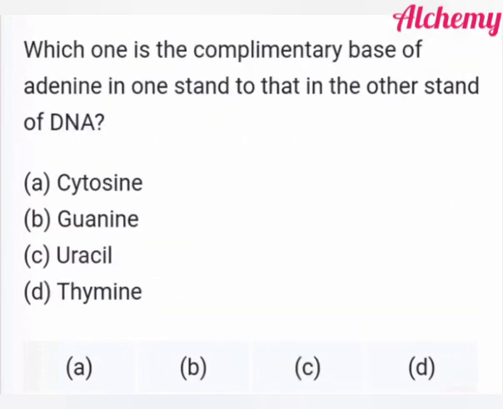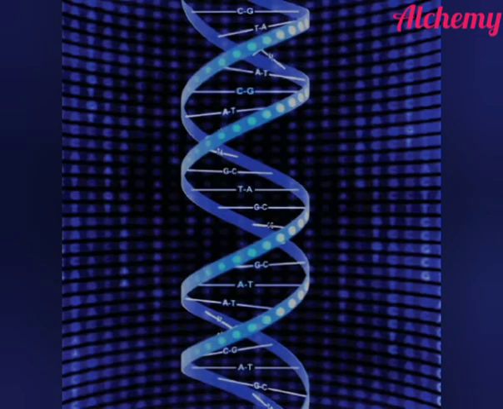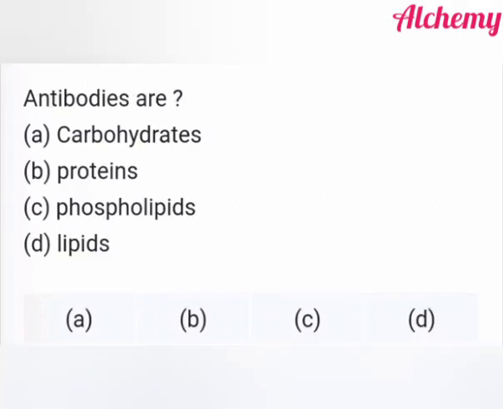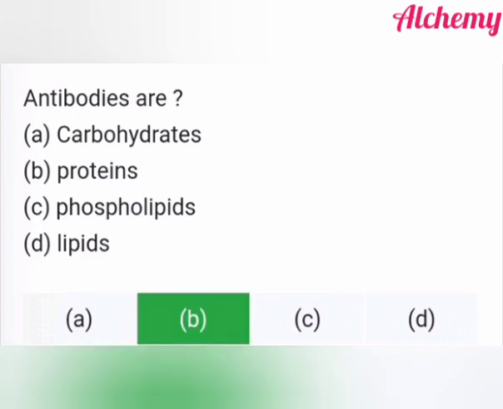Next question, which one is the complementary base of adenine in one strand to that of the other strand of DNA? The complementary bases are AT and CG, adenine and thymine, cytosine and guanine. So the correct answer is option D, thymine. Next question, antibodies are. The correct answer is option B, proteins.